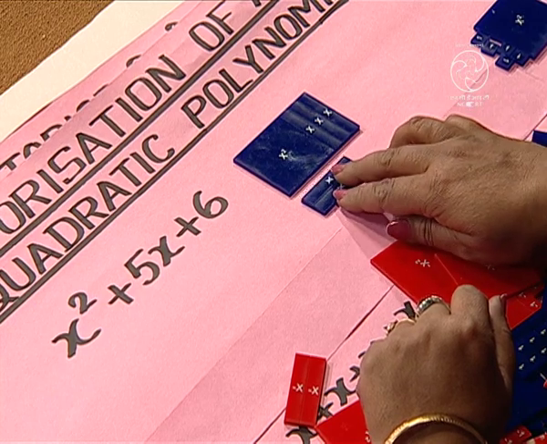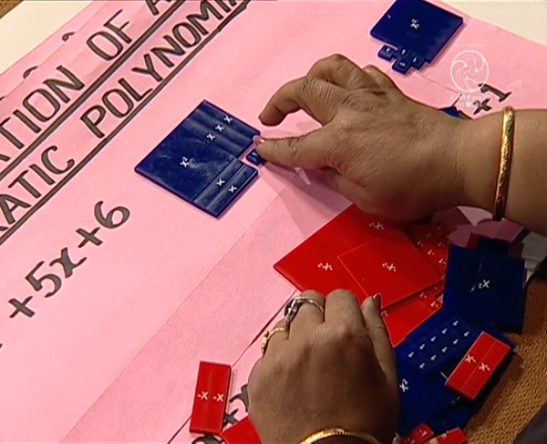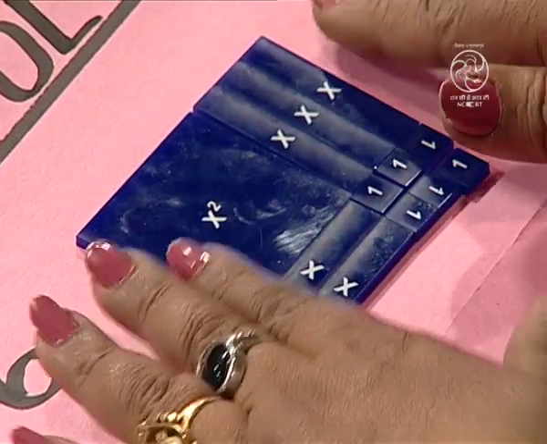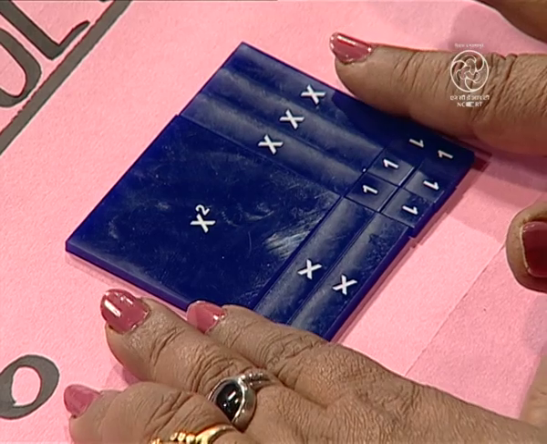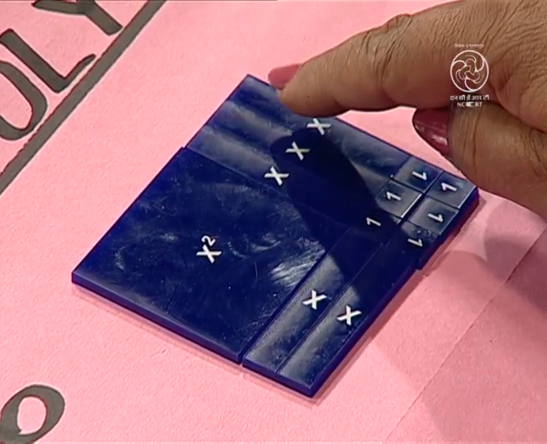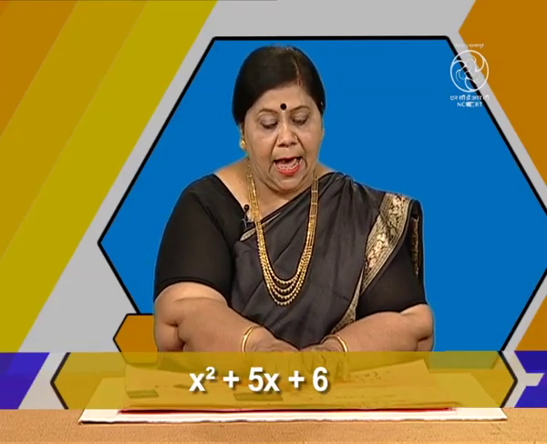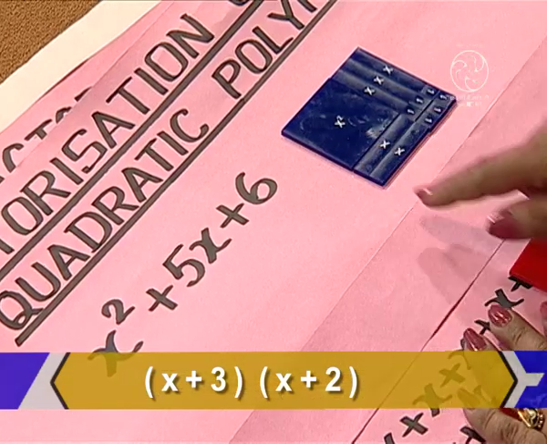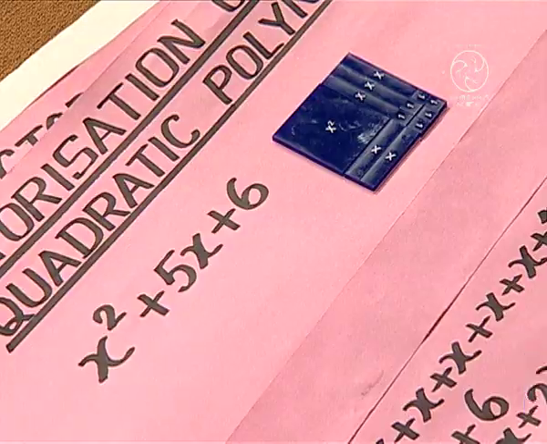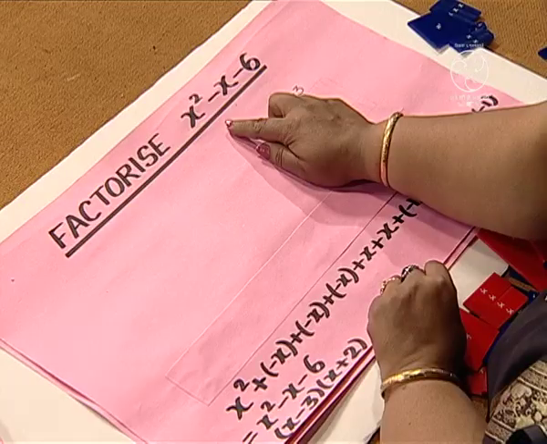Let us see here, these are 2 tiles, and now we will require 6 tiles of 1. Yes, does it form a rectangle? Yes. Here, see, this side is representing x plus 3, and here we have x plus 2. That means we can factorize this quadratic polynomial x square plus 5x plus 6 as x plus 3 into x plus 2. In this manner, x square plus 5x plus 6 can be split as x plus 3 into x plus 2. Now, let us take up one more example.